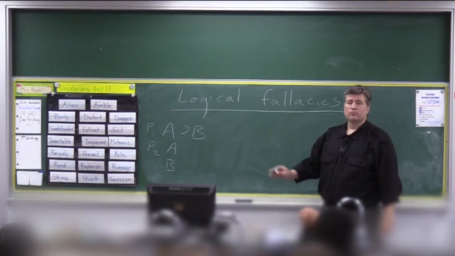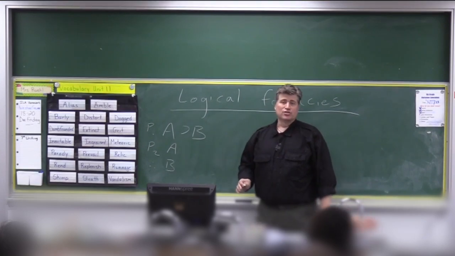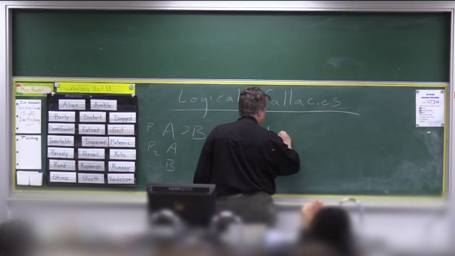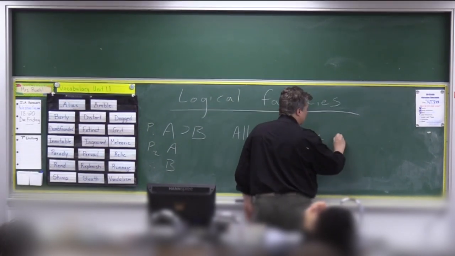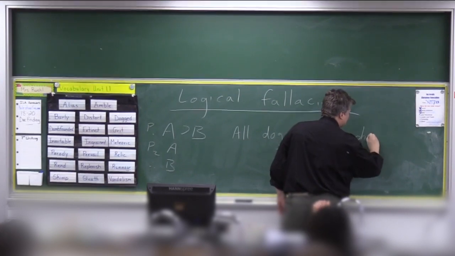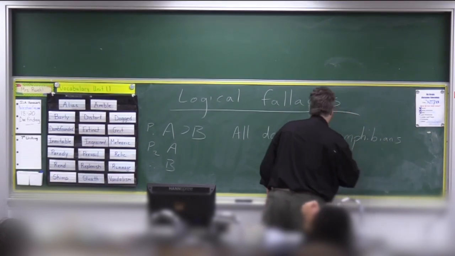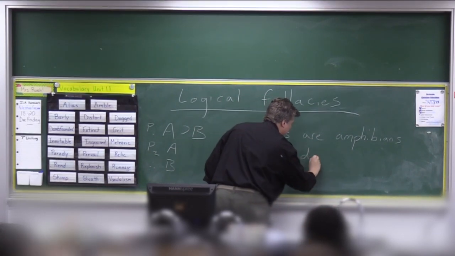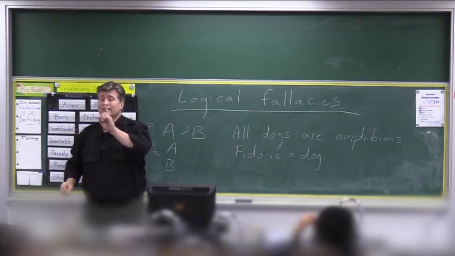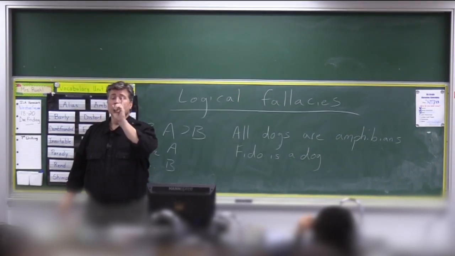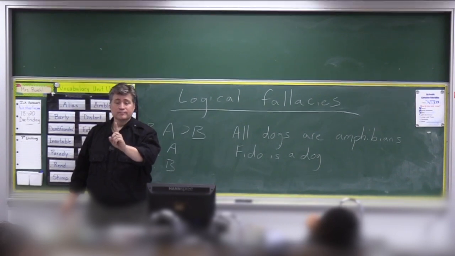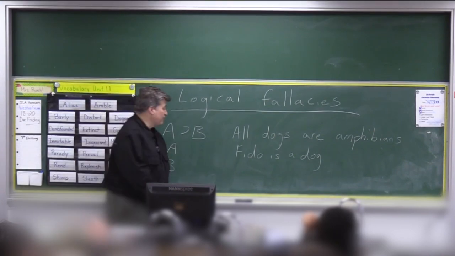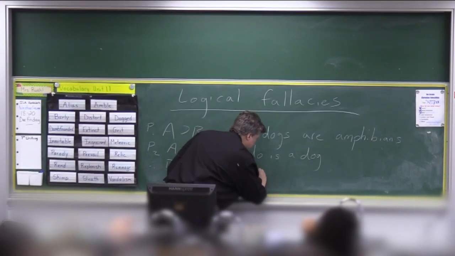That is a valid argument form no matter what I put in those slots. So if I say, for example, all dogs are amphibians. That is not true. Fido is a dog. Based on modus ponens, technically, what can you conclude from these two premises? Fido is an amphibian.